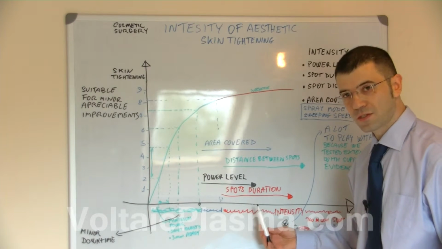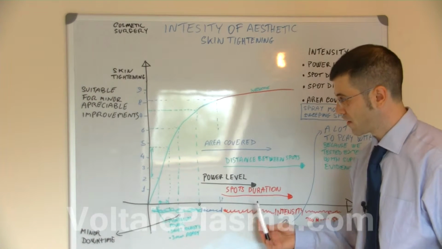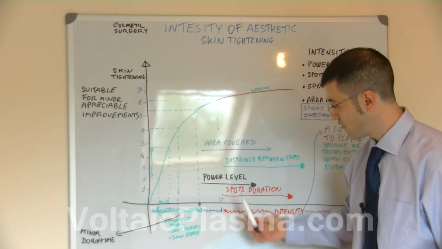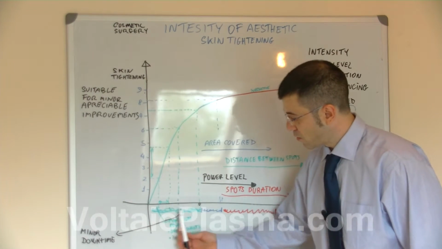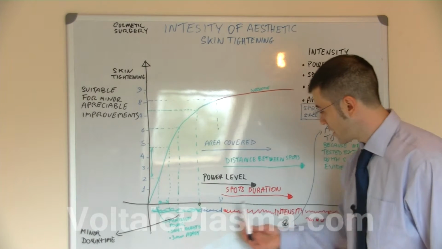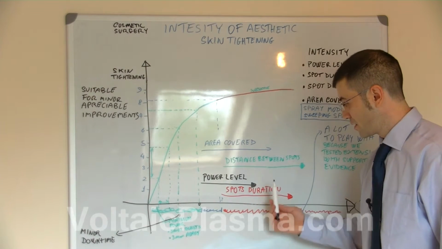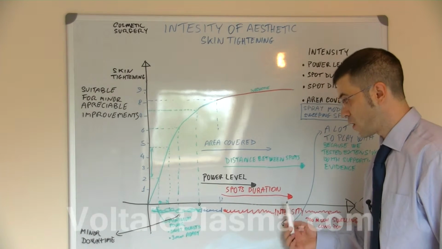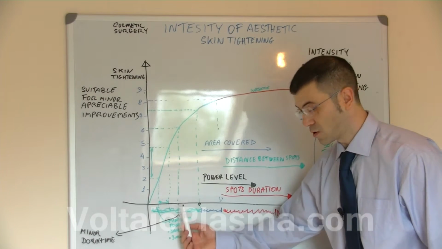But as we will see shortly in the other videos, and looking also at this graph, it is more convenient to work in the green area than in the red area, because the downtime in the red area is quite significant, whereas it's not in the green area.